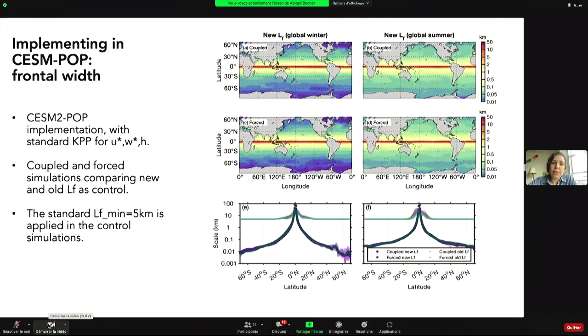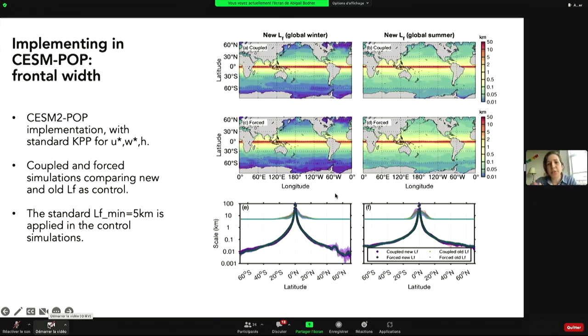We tested in 2 different types of simulations. The first is a coupled one, where the atmosphere and ocean are able to interact freely. And the second is a forced version of the simulation, where the atmospheric forcing is given from observations and the ocean responds accordingly.